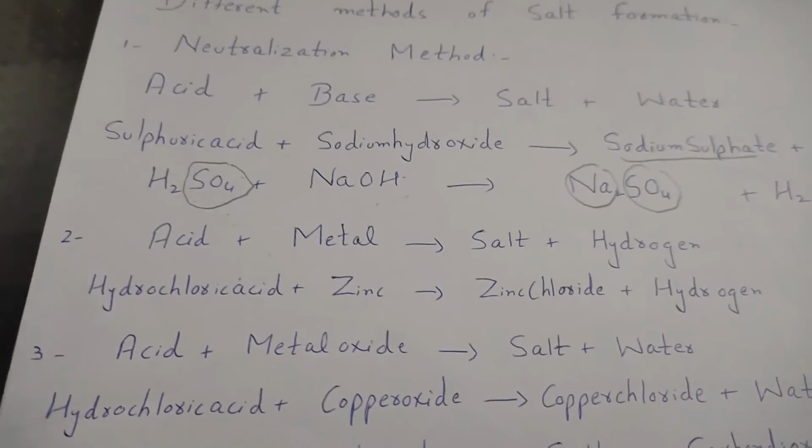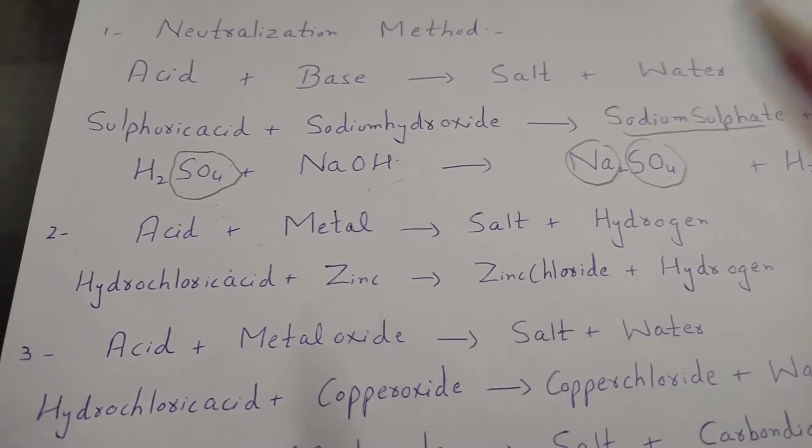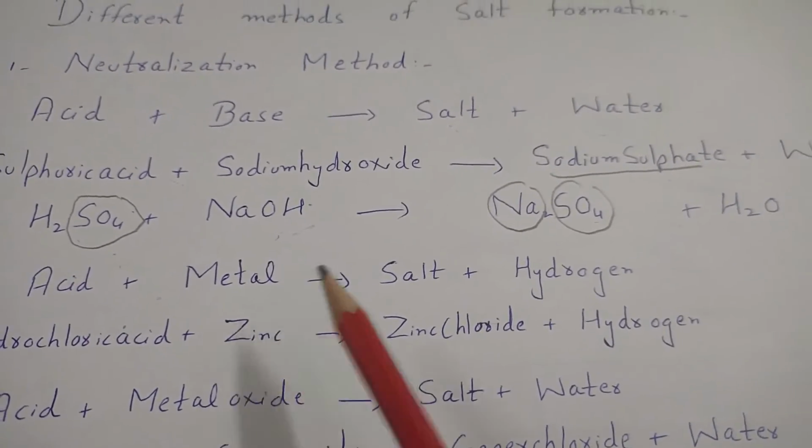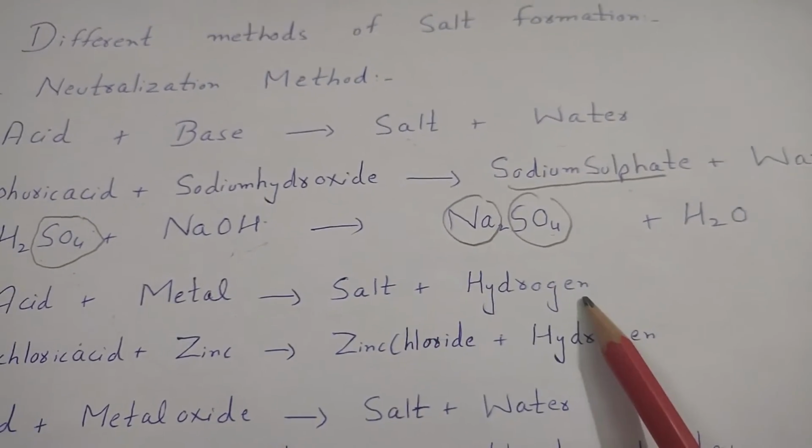So the next method is whenever an acid reacts with a metal, it gives us salt plus hydrogen.